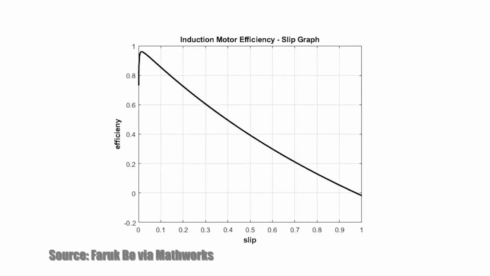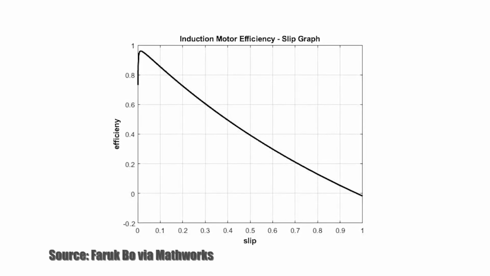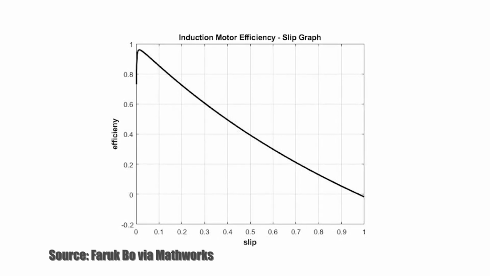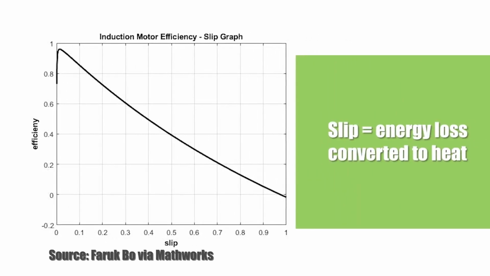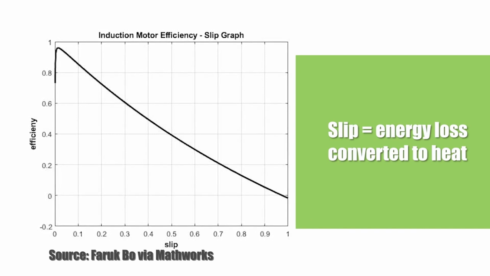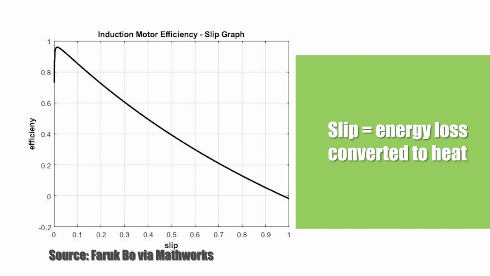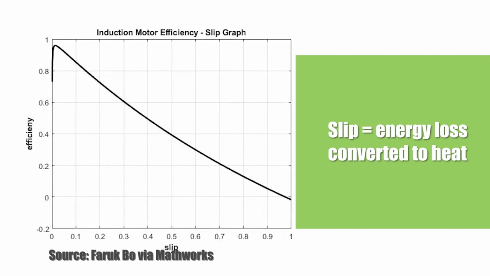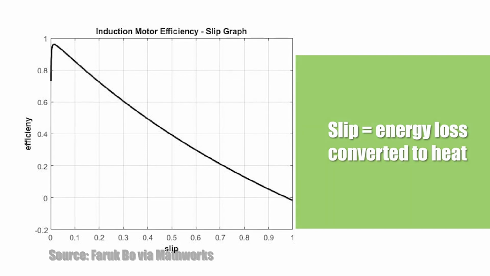Slip allows the motor to produce torque. The higher the slip, the higher the torque production, but also the lower the motor's efficiency in most cases. This is because slip is essentially energy loss, which is converted to heat that can damage the motor and cable insulation. Because of this heat, the motor can't produce full torque at low or zero speed in continuous operation.